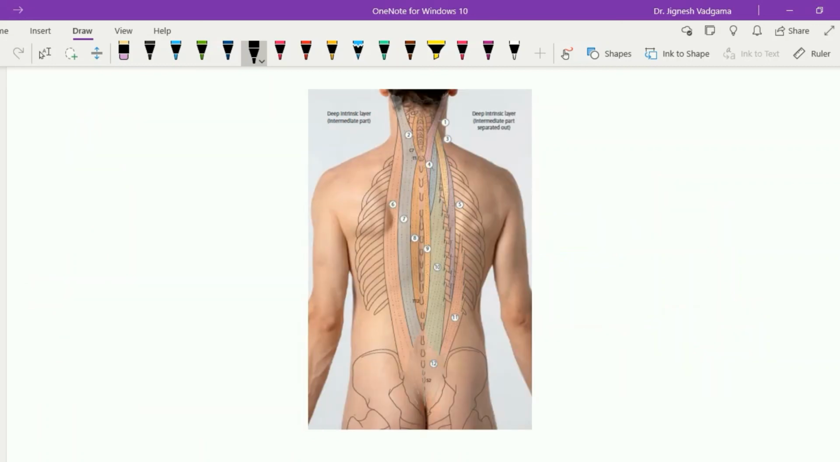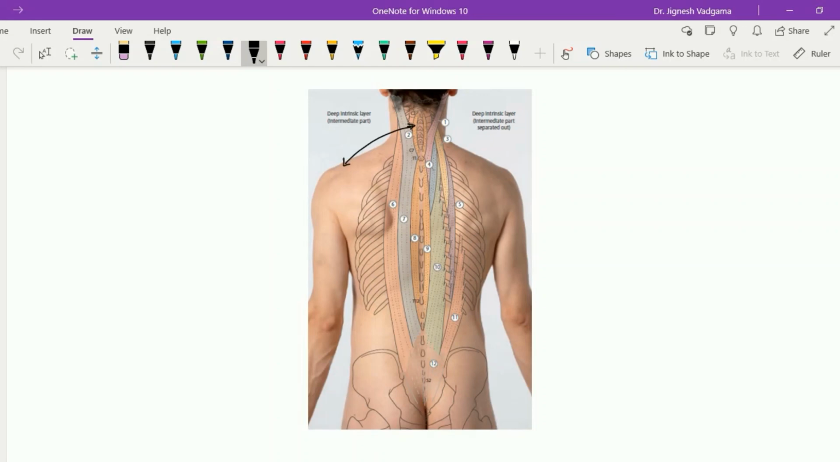Now when we talk about the action of this erector spinae muscle, as the name suggests, it is responsible for making the vertebral column erect in posture, and it is responsible for the extension of the vertebral column when contracted bilaterally. But when the unilateral contraction of the spinalis muscle is there, it will lead to the bending of the spine laterally to the same side.